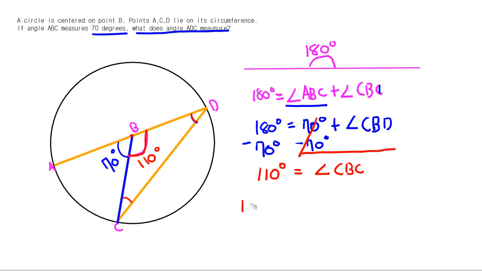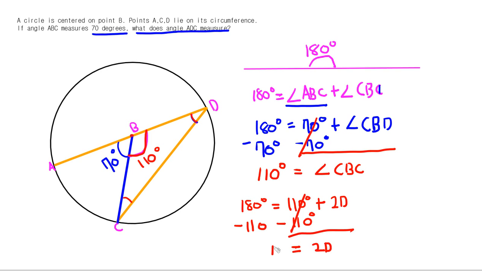So that means 180 degrees, the total of the angles in the triangle, is going to be equal to angle CBD, which is 110 degrees, plus angle C plus angle D. We can just let it be 2D, because we're just finding angle D. We can let C become D because they're the same value, so D plus D is equal to 2D. We can subtract 110 from both sides, and then we get 2D is equal to 70 degrees. But we're not done yet. We need to divide by 2 on both sides, and we get D is equal to 35 degrees.